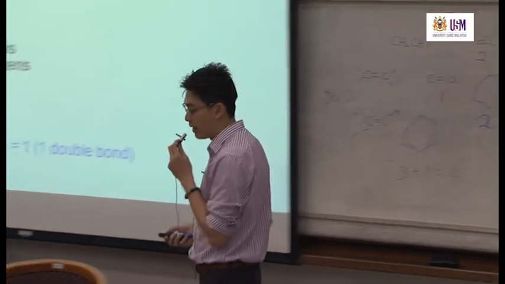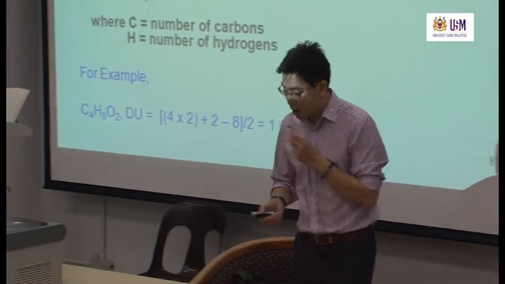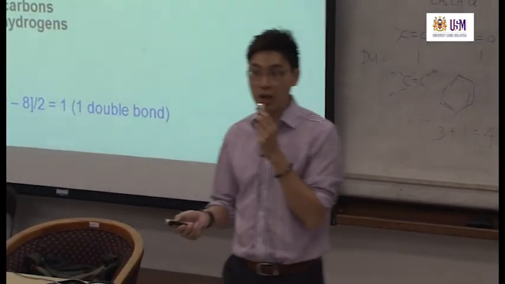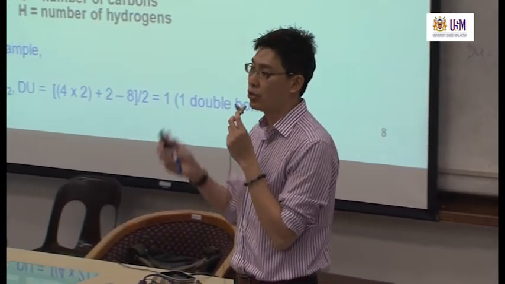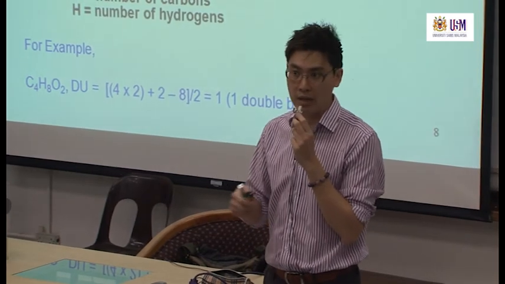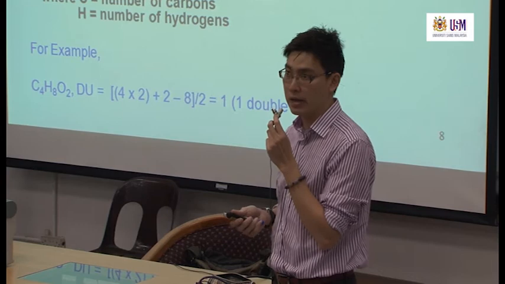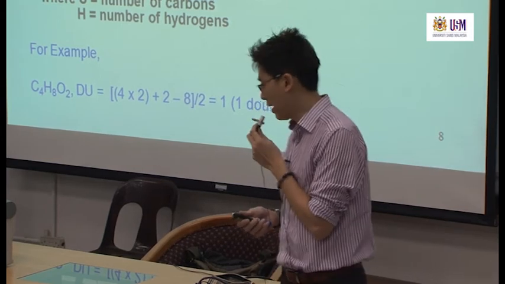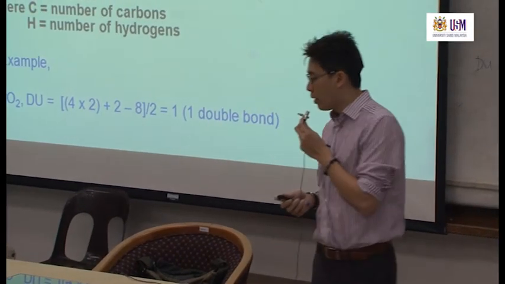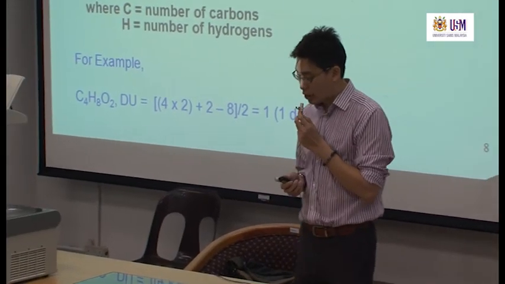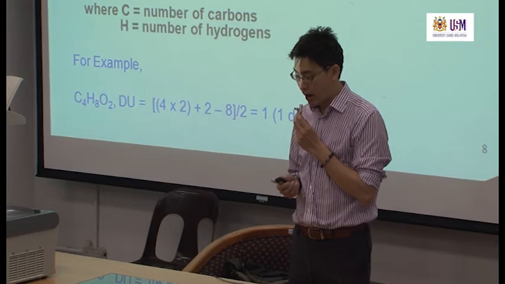Later we will see how. Second rule, omit oxygen and sulfur. If your molecular formula contains oxygen or sulfur, just ignore them. Do not consider them in your calculation of the degree of unsaturation. Third rule, for each nitrogen, N, omit the nitrogen and one hydrogen.